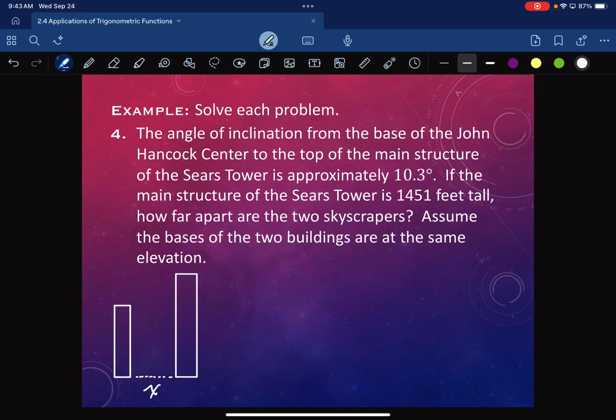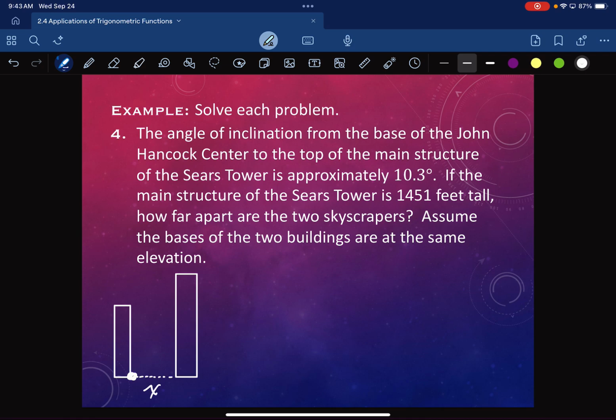The angle of inclination from the base of one building to the height of the other building is a certain measure. You may know that of these 2 buildings that Sears Tower is taller, but even if you don't, it doesn't matter in terms of your picture. If you draw this backwards, it's still going to work. Okay, so the drawing is not going to affect your answers here in a minute. So this base right here is the base that we're referring to, but if you drew it in the other one, you could do that.